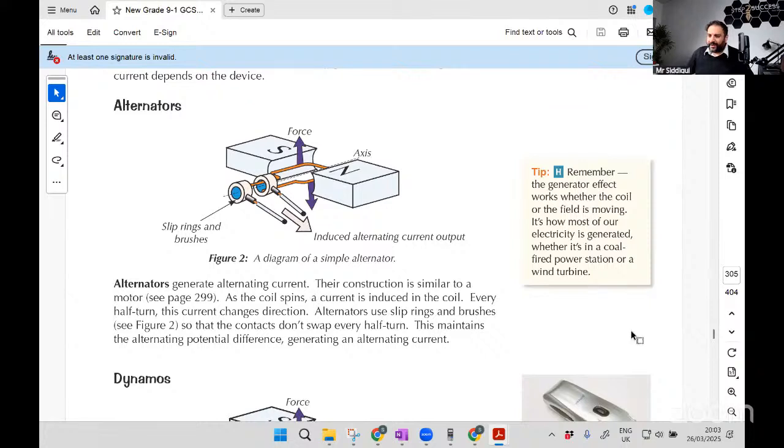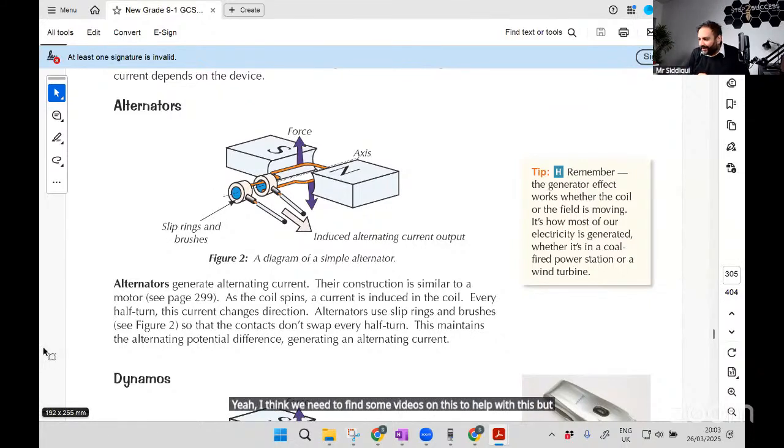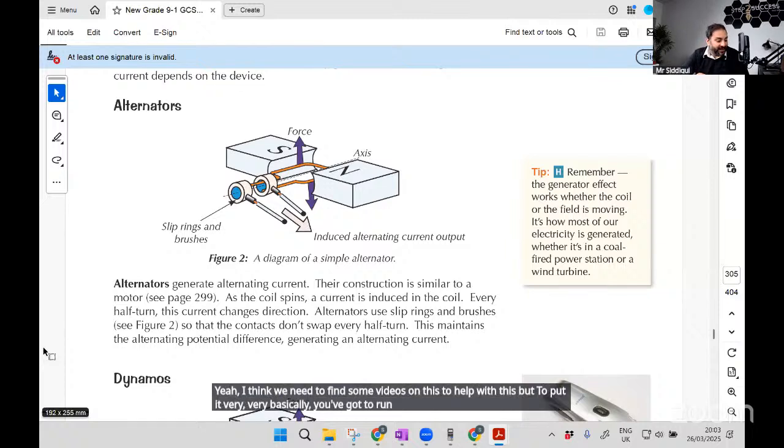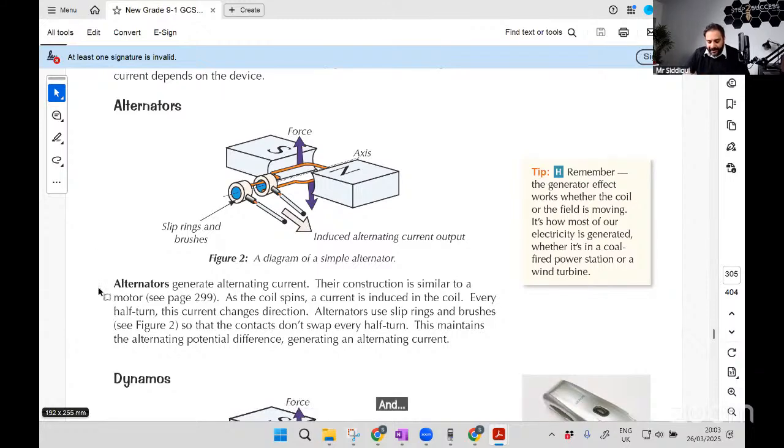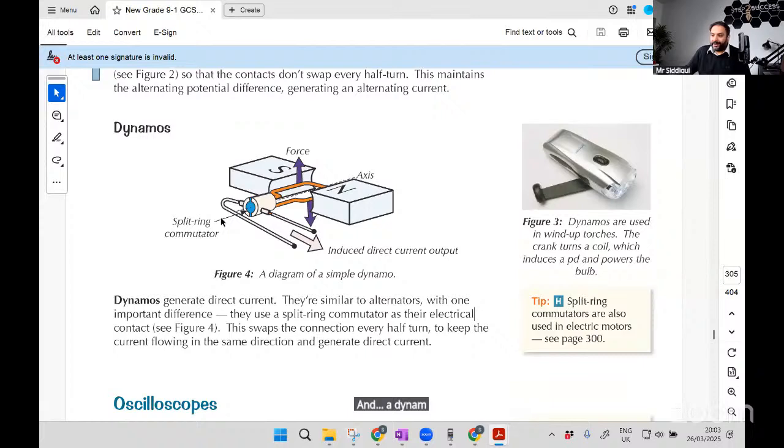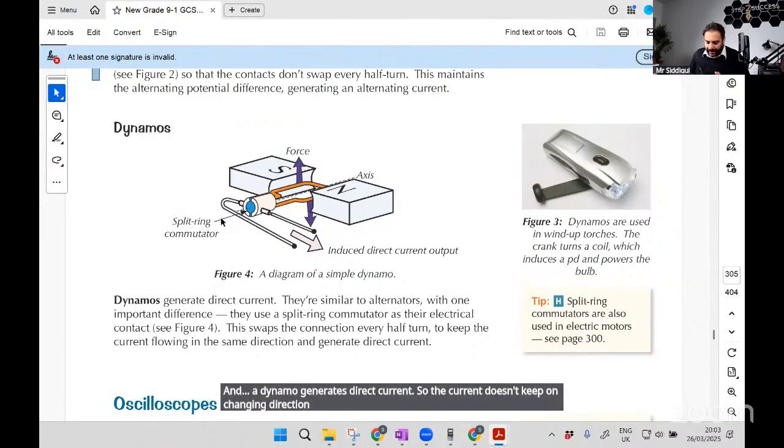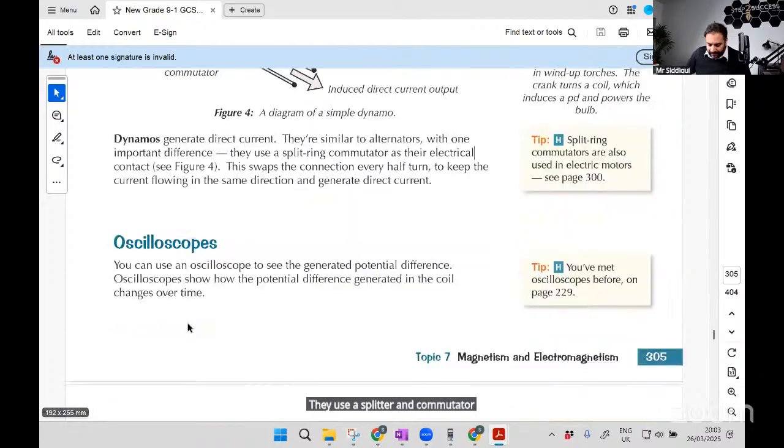Yeah, I think we need to find some videos on this to help with this. But to put it very, very basically, if you want to remember one thing, an alternator generates alternating current, and a dynamo generates direct current. So the current doesn't keep on changing direction. We just get direct current in a dynamo. So they use a split ring commutator as their contact.